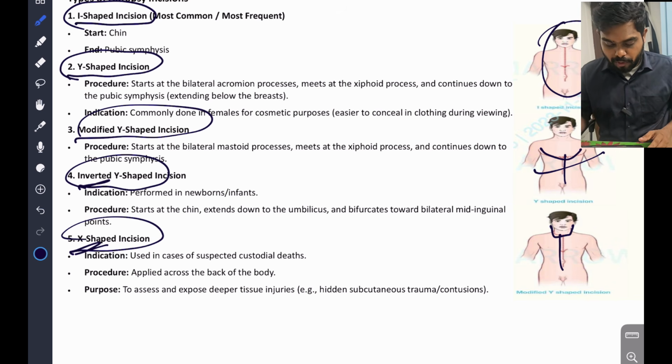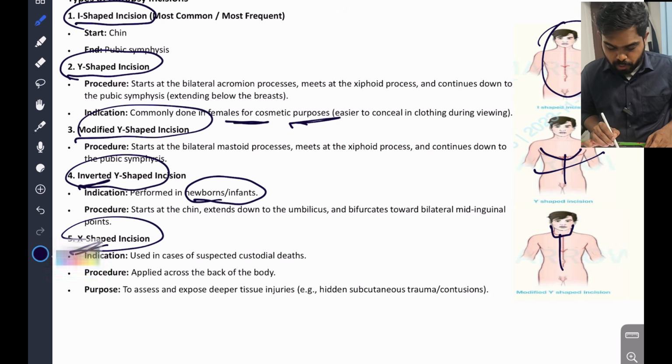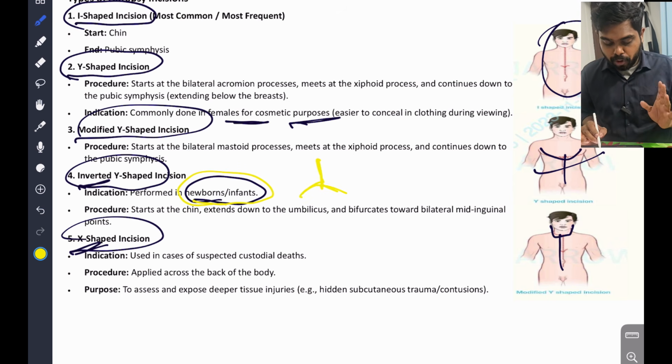You should know what these incisions are. Especially Y-shaped incision is commonly done in females for cosmetic purposes. Modified Y is also similar, but the incision is a little above. An inverted Y-shaped incision is performed in newborns or infants. In newborns or infants, inverted Y incision is done in autopsy.